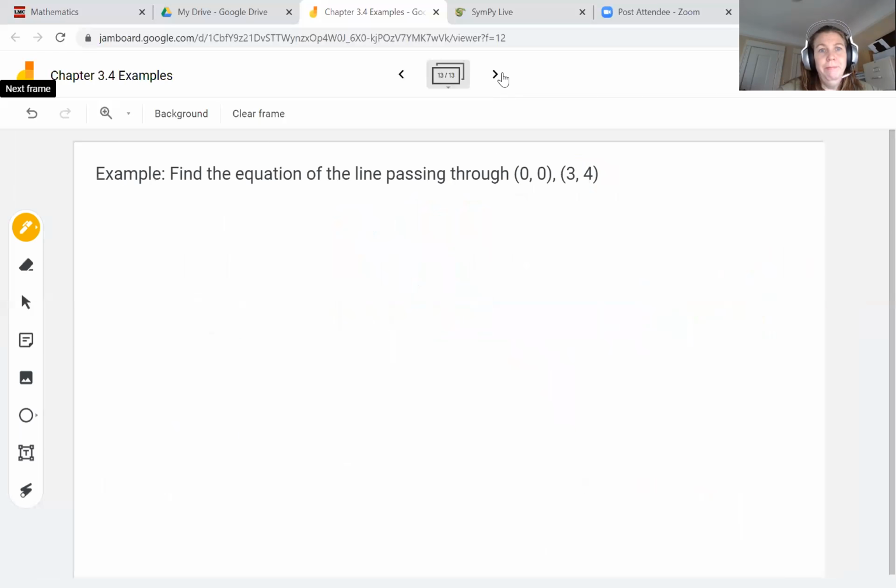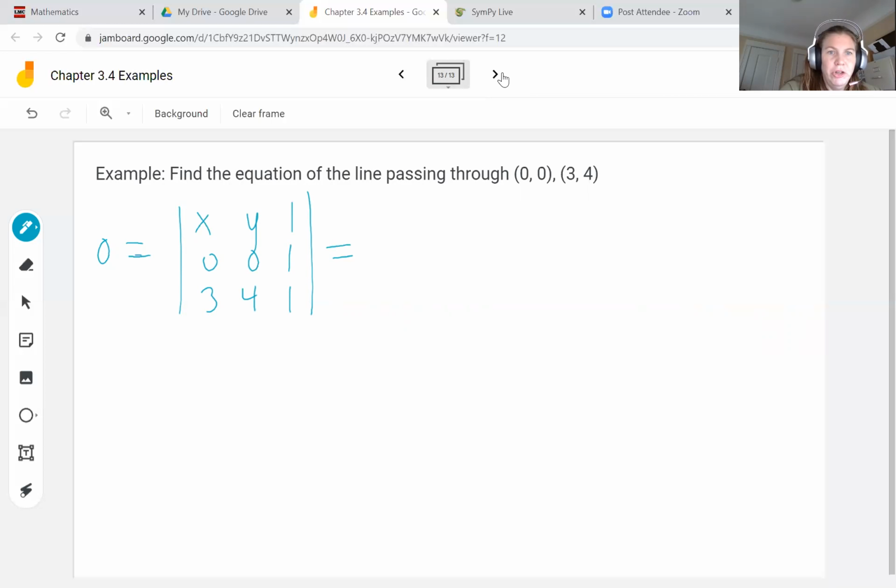So let's do the same calculation for the line passing through the points 0, 0, and 3, 4. So we are going to set up our determinant here. So we're going to have 0 equals x, y, 1, and then I'm going to put in our points 0, 0 with a 1 in the third column, and 3, 4 with a 1 in the third column. And then we can go ahead and start on our cofactor expansion.